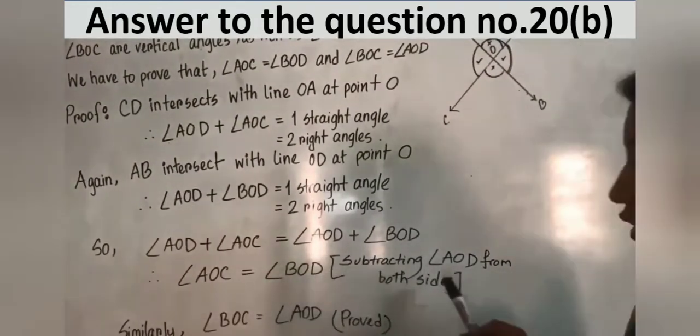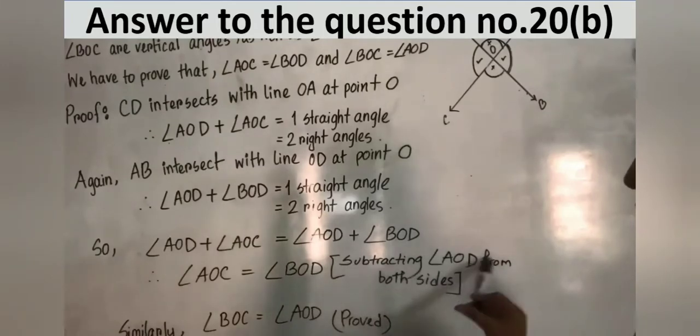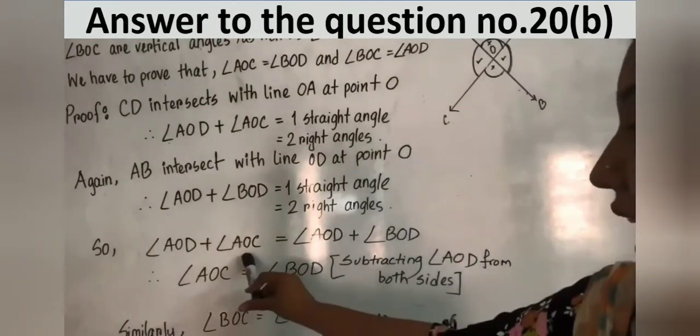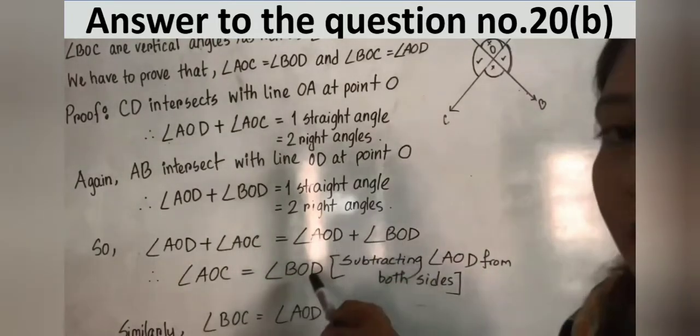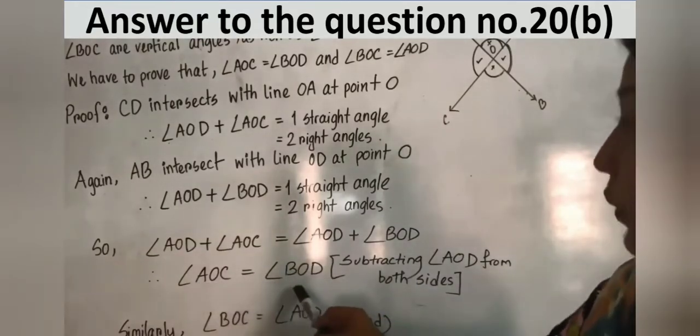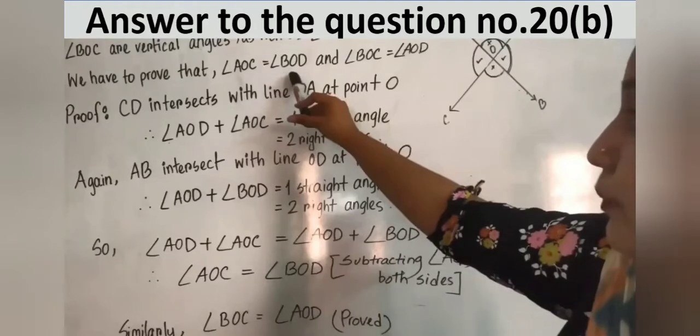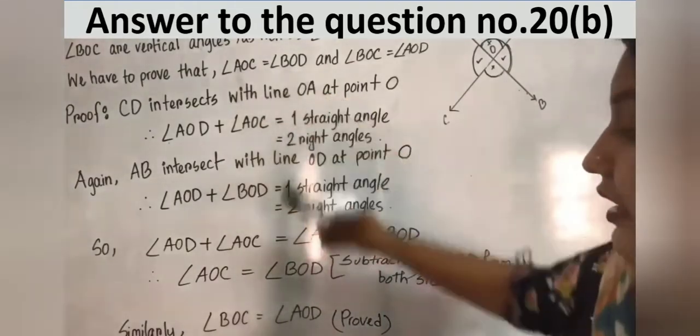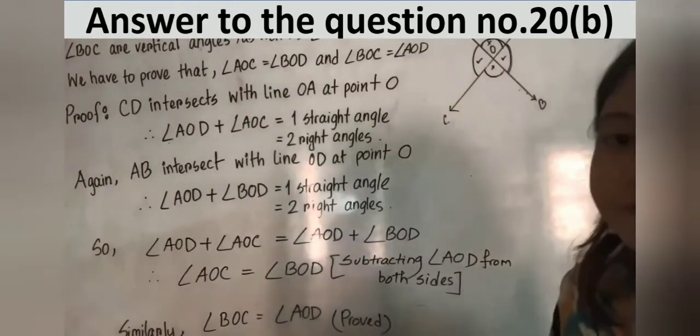So what I will do is deduct angle AOD from both the sides. If we subtract angle AOD from both the sides, we will be left with angle AOC and angle BOD. So see, angle AOC is equal to angle BOD. That was what we were supposed to prove, that angle AOC will be equal to angle BOD.